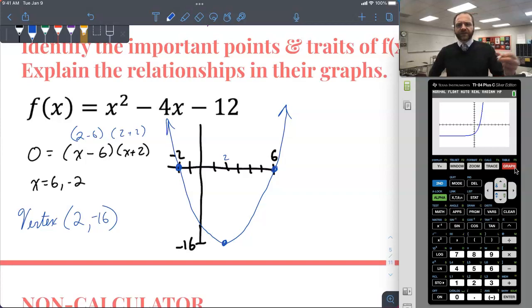Any other important parts? I could say y-intercept. It has a y-intercept of 0, negative 12. Anything else I could think of? Probably not for this one. Probably not for a quadratic. Those are the main things.